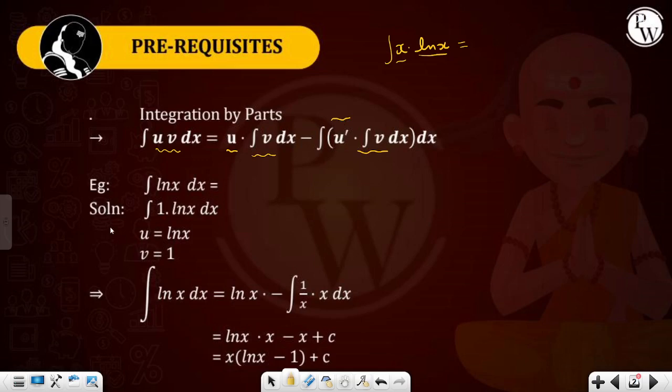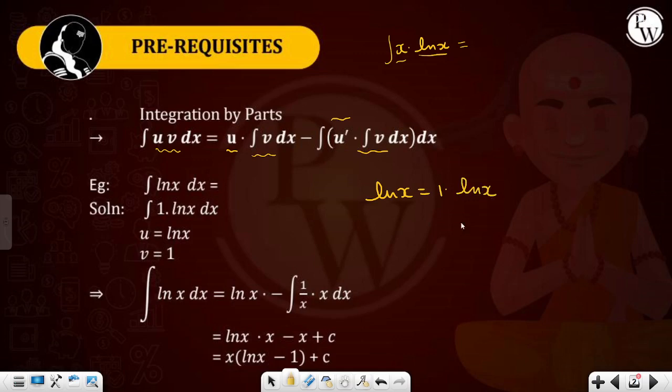Suppose now we do not know the integration of ln x. In the normal charts we study, like integration of sin x, cos x, x to the power n, and everything, is there a formula for integration of ln x? No, because we have to do the integration of ln x by integration by parts only. I know you will have one doubt: sir, you told that it will be a product of two functions, but here it is a single function. Don't worry, take ln x as 1 into ln x.